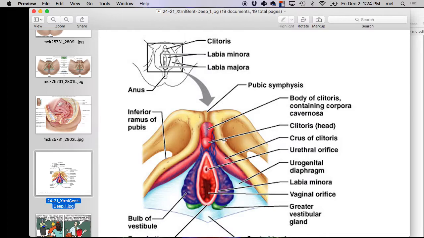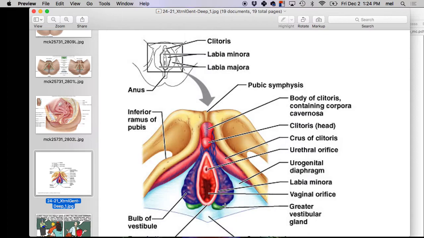But before we get to the clitoris, these structures right here, do you see those? These are called the bulbs of the vestibule. They are internal, okay? They're behind the skin. They're lateral to the labia minora, and these are erectile tissue. Okay, when a woman is aroused, these will become engorged with blood and become erect.